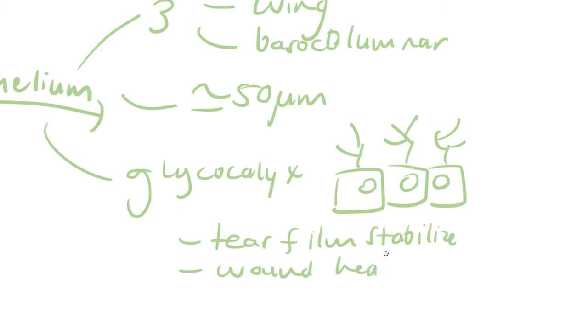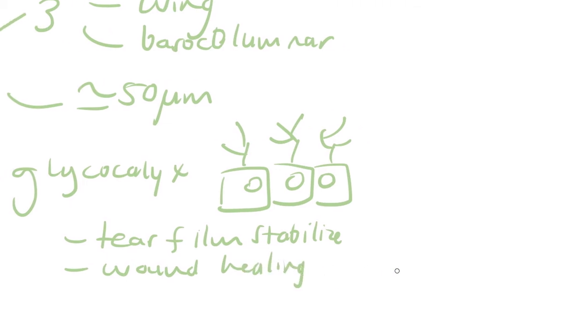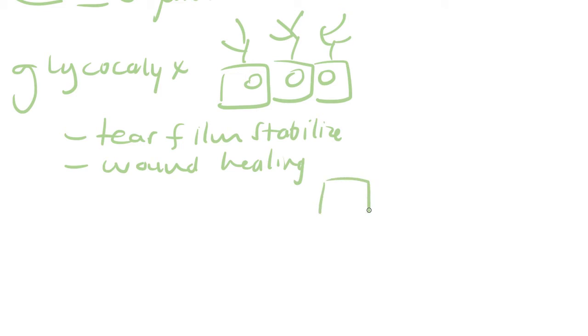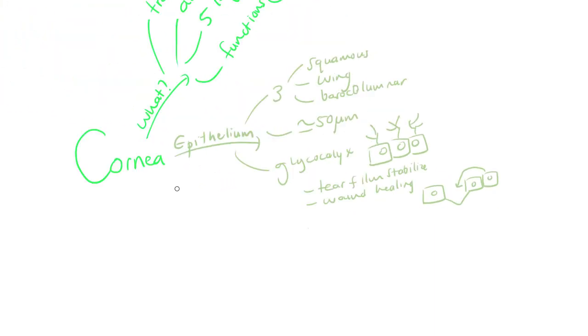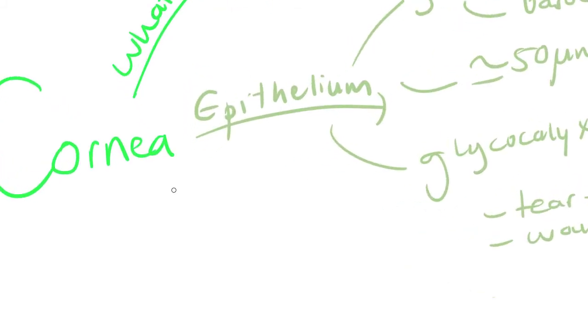And the way that the glycocalyx is involved in wound healing is through this idea. You can imagine that these are 2 cells, and then we have a defect centrally over here. The way that this wound will heal on the epithelium is that this cell will slide over into this defect and fill this defect, and this is called cell slide, and the way that the cells achieve this is by using the glycocalyx. Okay, now we're going to be chatting about the next layer, which is Bowman's layer.